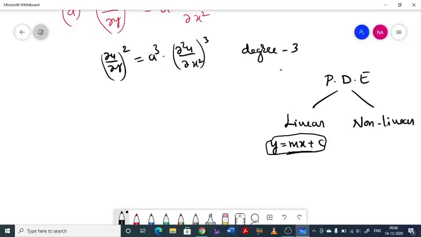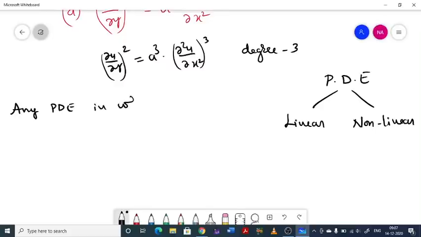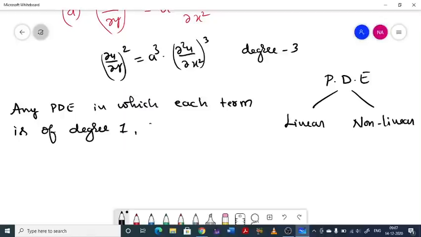Any partial differential equation in which each term is of degree 1, then we call that a linear partial differential equation. Linear PDE you can write.